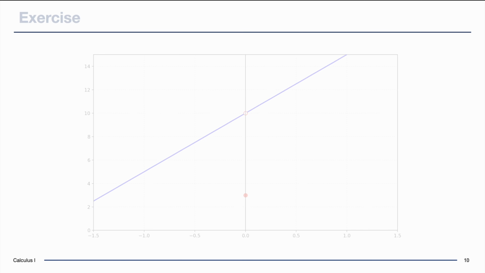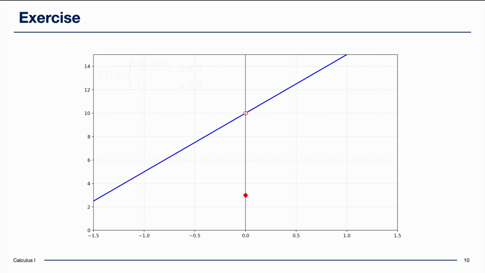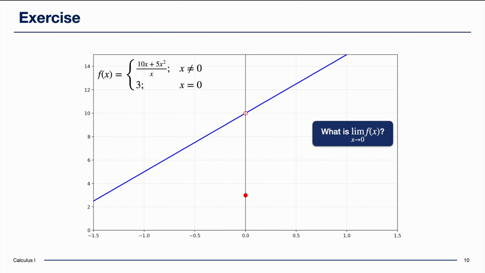I leave you with an exercise. Consider the function f of x, whose equation is in the top left corner. Based on the provided graph, try to evaluate the limit of f of x as x approaches 0.